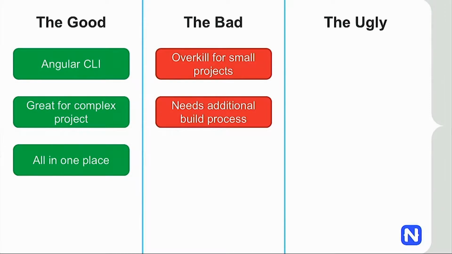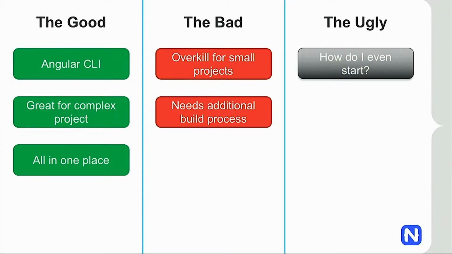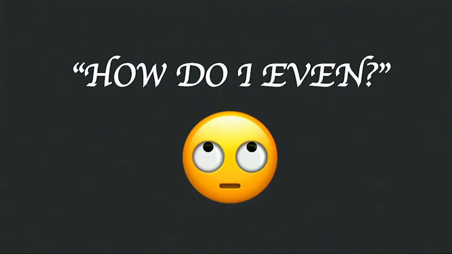The bad part is it is basically an overkill for small projects. The actual build process is more complicated than, like, a 2-page component type project. And the fact that you need to build the additional process is kind of a bit of a problem for a lot of people, because it's like, how do I even start, right? This is kind of the ugly part, where you're thinking, yeah, I really like this monorepo, but how, right? So let me explain that.